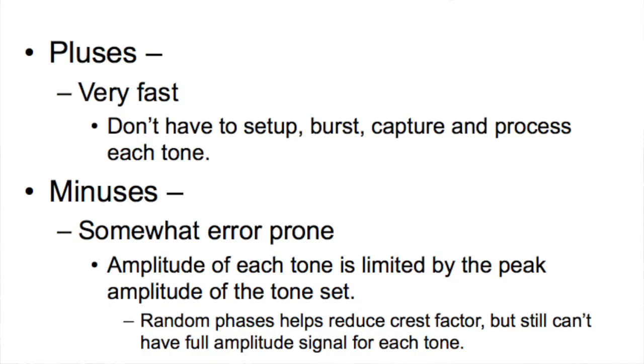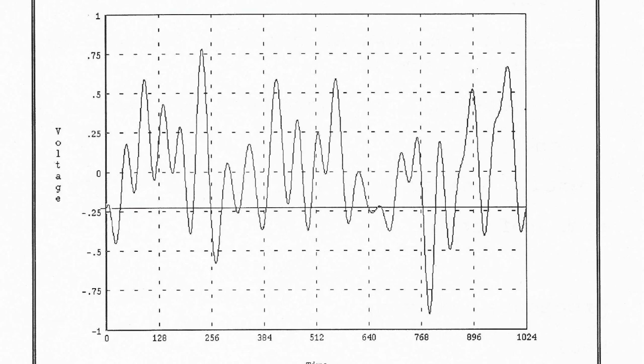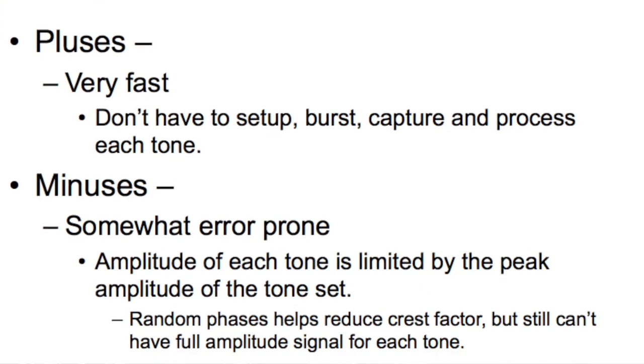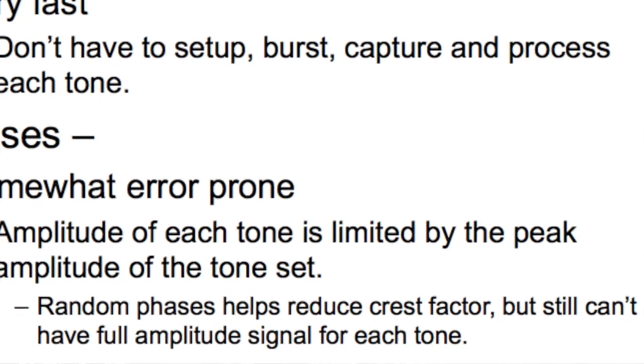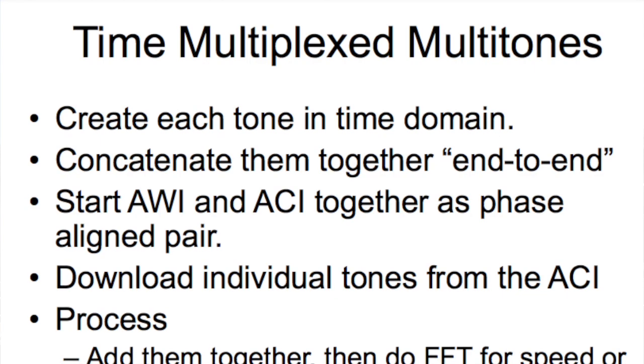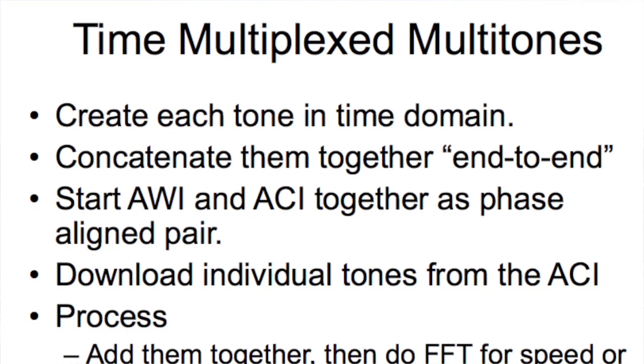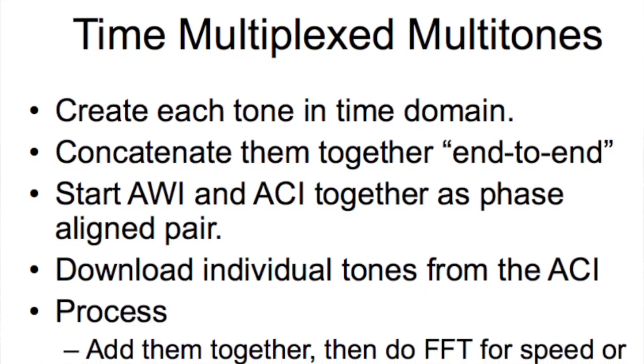The minuses for multitones is that they're somewhat error prone. I showed you in TCF test, you can do a random number generator to move the phases around, and that does help you with the peak to RMS ratio, but you're still limited, so it's a problem.